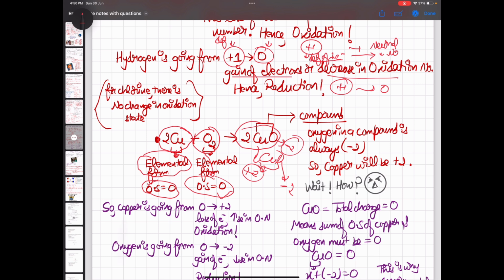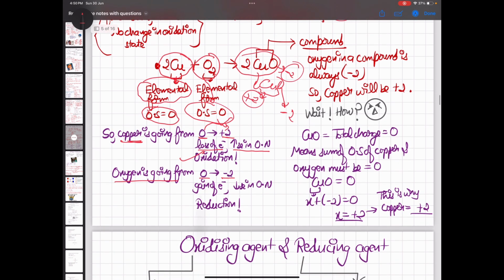Now let's look at copper. Copper is going from 0 to +2. So there is loss of electrons and increase in oxidation number, hence oxidation. Oxygen is going from 0 to -2, meaning there is gain of electrons, decrease in oxidation number, which is reduction.